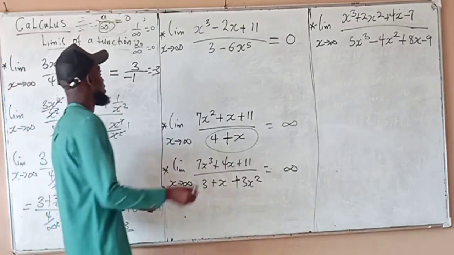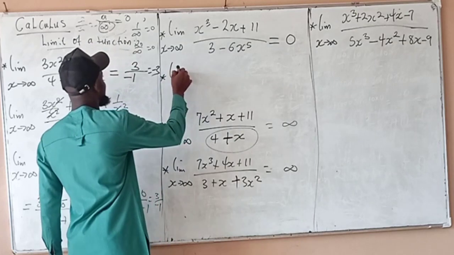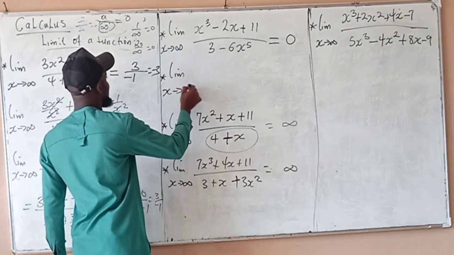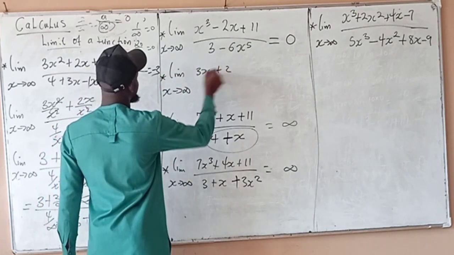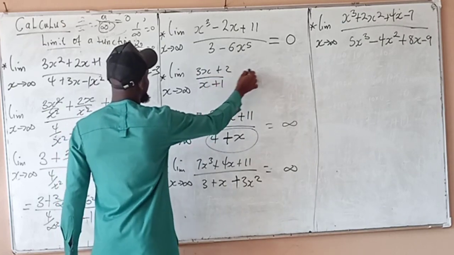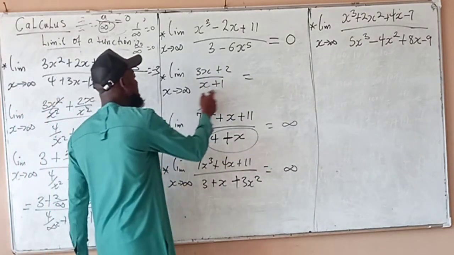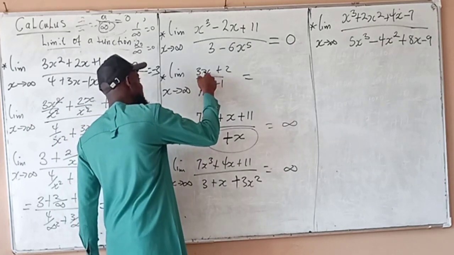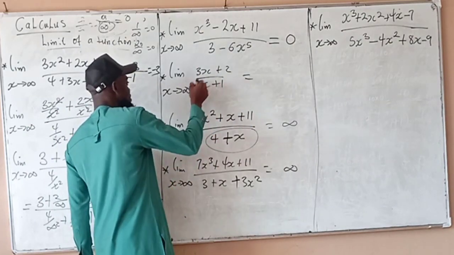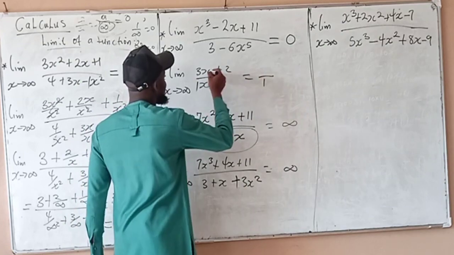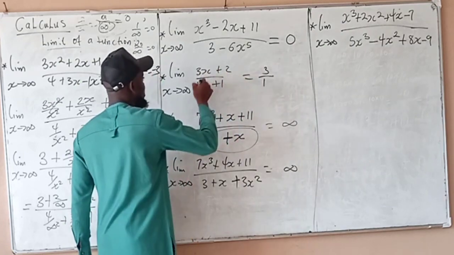So let's say we have 3x plus 2 over x plus 1. What is the answer to this one? To solve it, the highest power of x in the numerator is x, and in the denominator x plus 1 is the same. The coefficient of x is 1. So the result is 3 over 1.